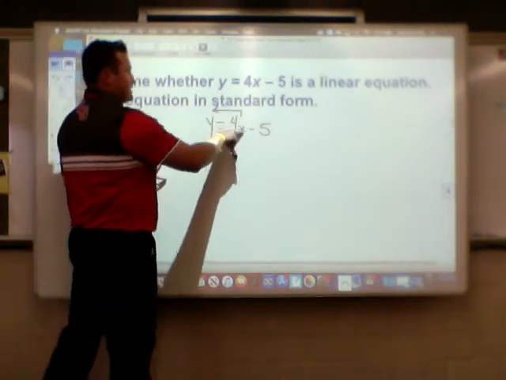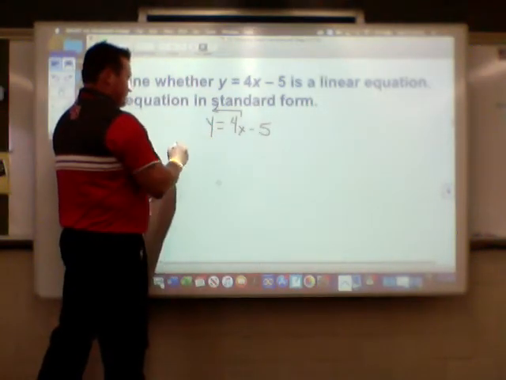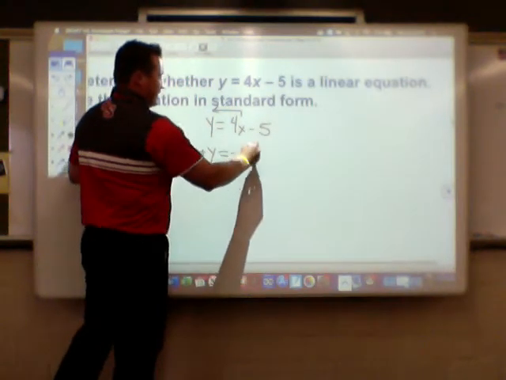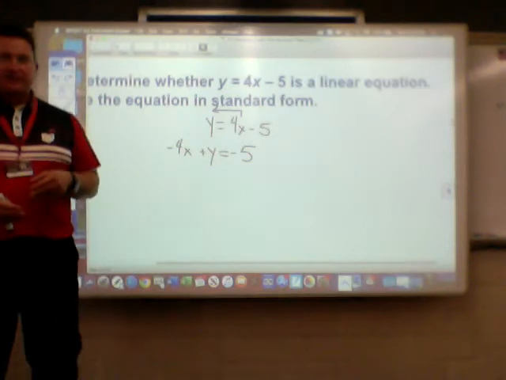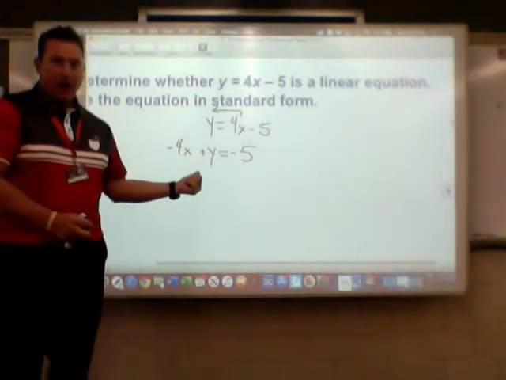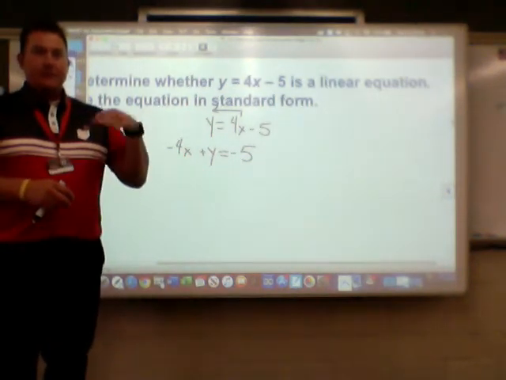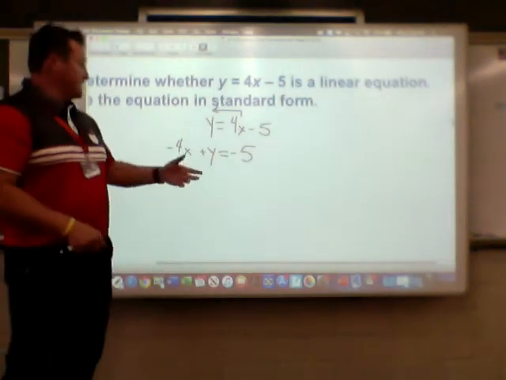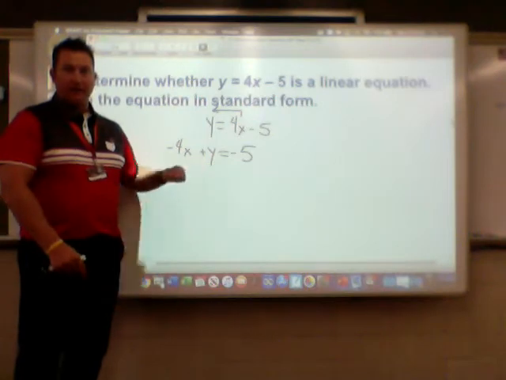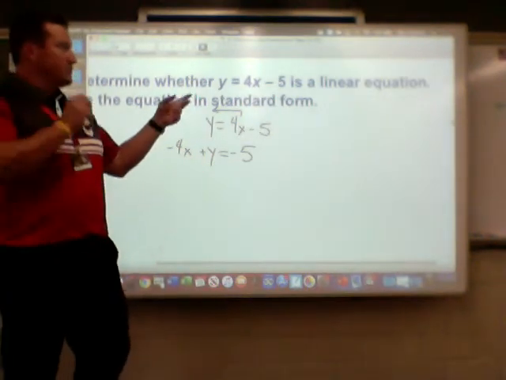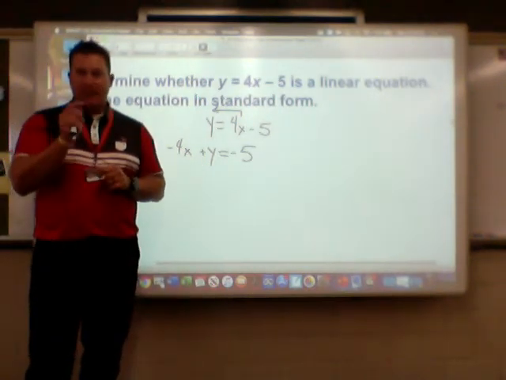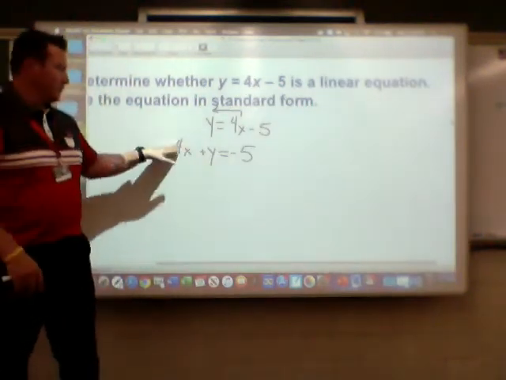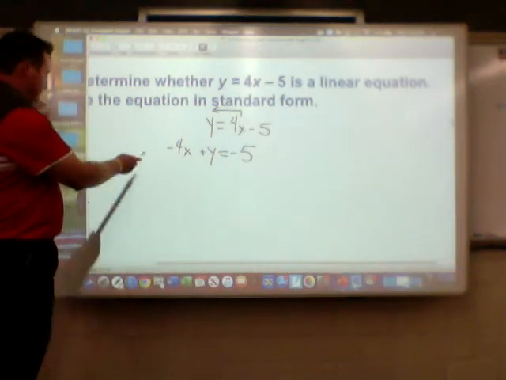So we're going to subtract 4x from both sides. Again, the 4x and the y do not combine with each other, right? They're not like terms. They don't get to combine with each other. All I'm left with is this stuff right here. Negative 4x plus y equals 5. Is this one in standard form? Yes, it is, right? X and y are together on the same side. Is this one a linear equation? Yes, it is as well, right? 4x, y, just one variable in each one of those terms, so we're good to go.